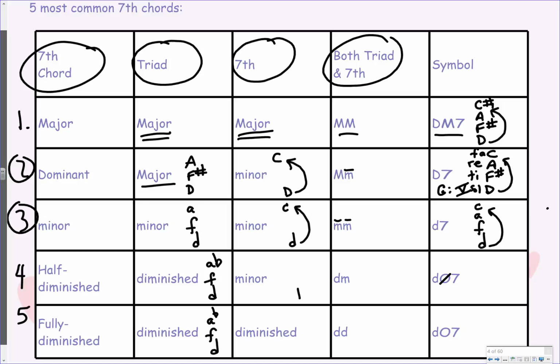So if my root is D and I'm building a half diminished triad, I need to do a minor 7th above the root. What's a minor 7th above D? C. If I want a fully diminished 7th, then I would need to have my root D and then go up to a diminished 7th. And that would be C flat. Interesting.